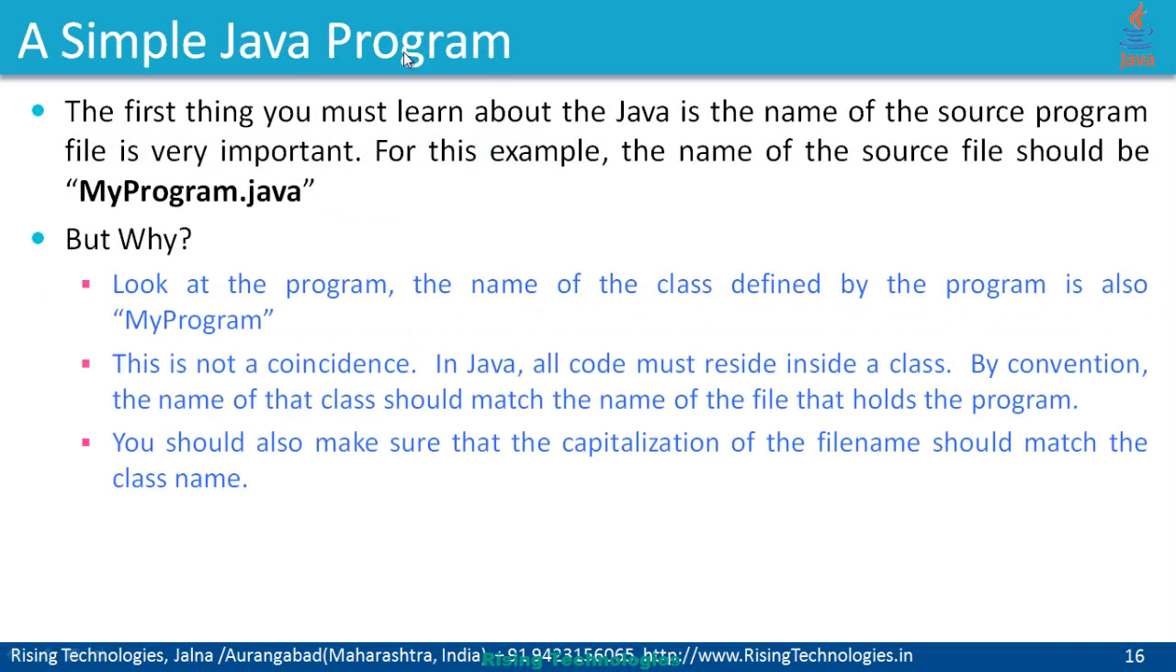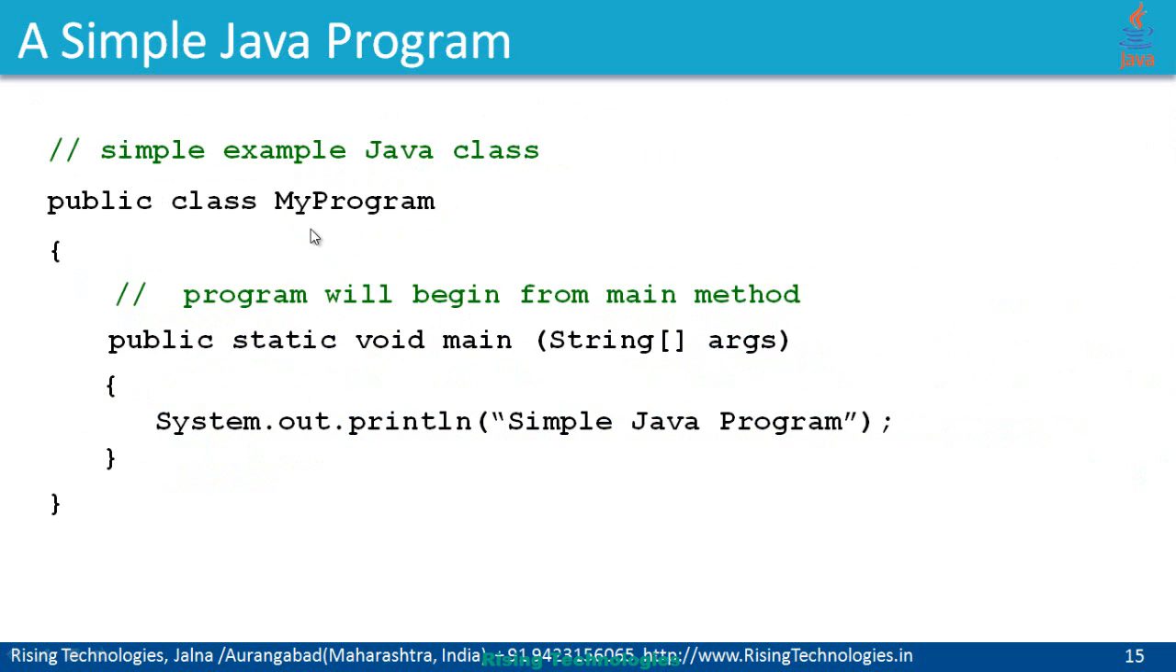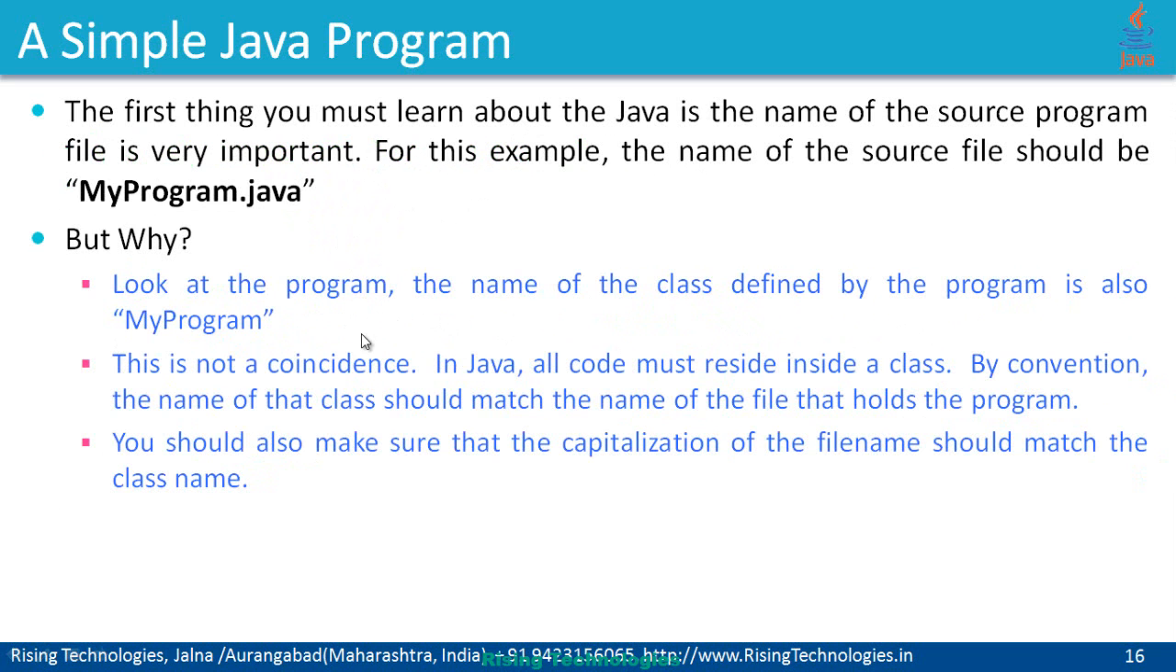Now, the first thing you must learn about Java is that the name of your source program file is very important. For this example, the name of the source file should be MyProgram.java. But why? Look at the program. The name of the class defined by the program is also MyProgram. Look at this. Okay, so this is not a coincidence.